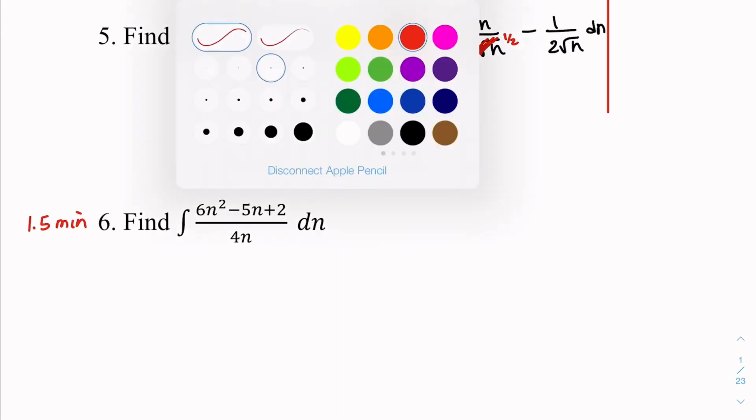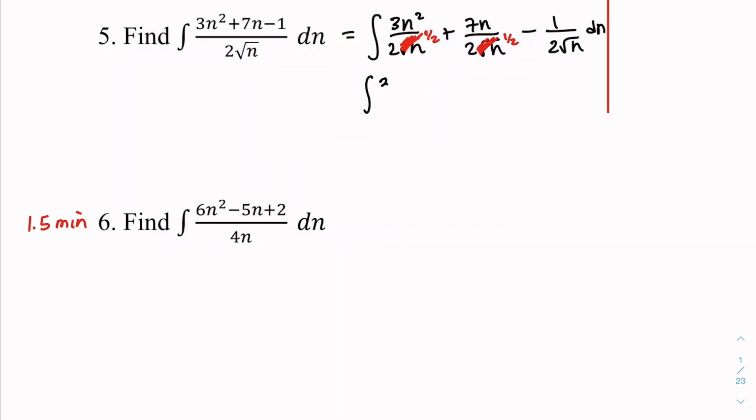So the first term becomes, let's copy down the 3/2. 2 minus 1/2 leaves me with n to the 3/2. Constant comes out first. 1 minus 1/2 leaves me with n to the 1/2. And I rewrote that so I can clearly see my constant and my variable term, dn, at the end.